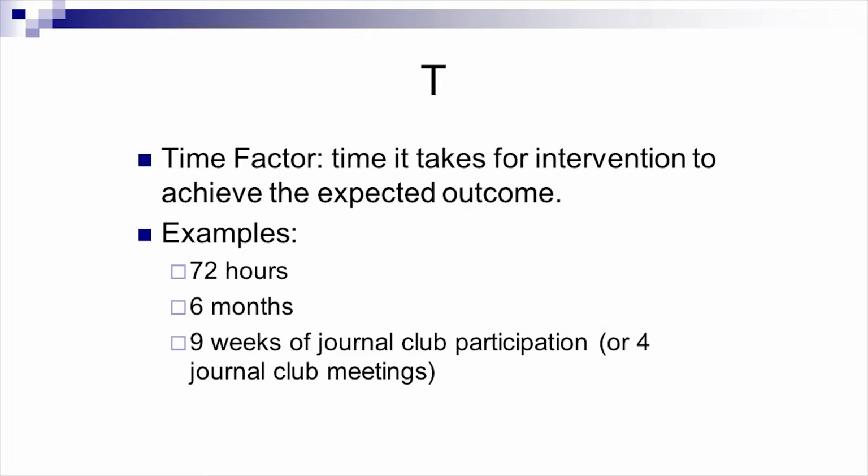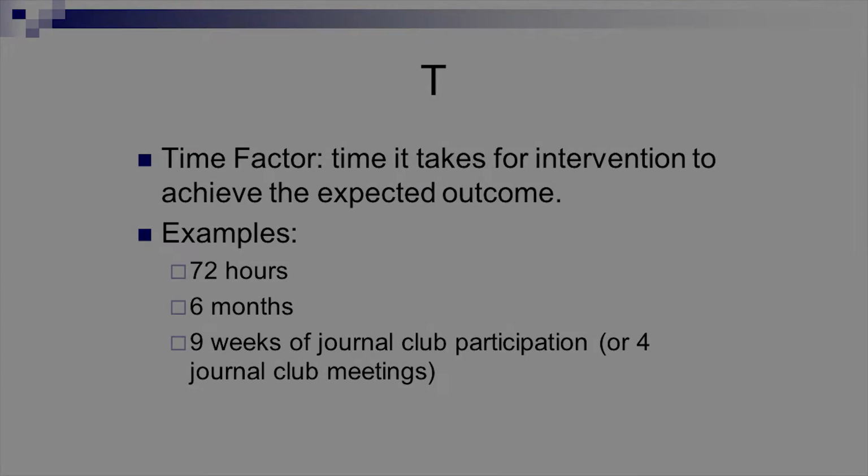The T is the time factor involved in your practice question, the time it takes for the intervention to achieve the expected outcomes. Here are some examples of the time factor: 72 hours, 6 months, 9 weeks of journal club, or you could say 4 journal club meetings.